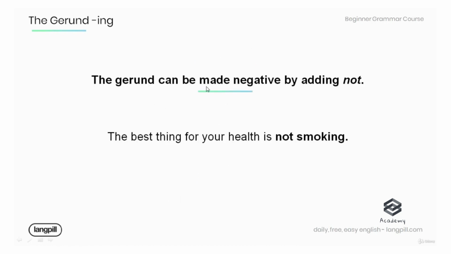Remember that the gerund can be made negative by adding not. For example, in this sentence, we have: the best thing for your health is not smoking.